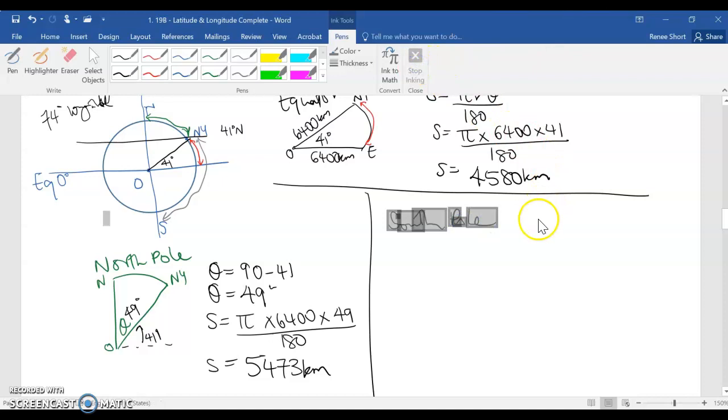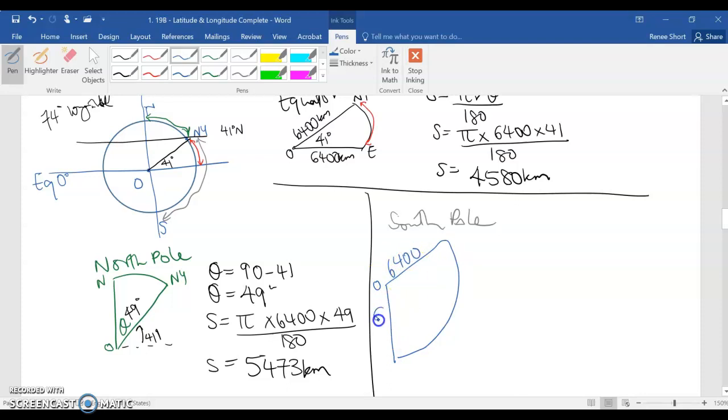Sorry, I'm not sure why that's highlighted funny, down to the South Pole, which means I'm actually now working with a much bigger wedge. So this is O. Remember, my radii is still these two distances, so these two are still 6,400 long. South Pole, New York. And I've got 41 degrees here, and this here is 90. So the angle that I'm going to work with this time is 90 plus that 41 degrees. So theta is going to be equal to 131 degrees.